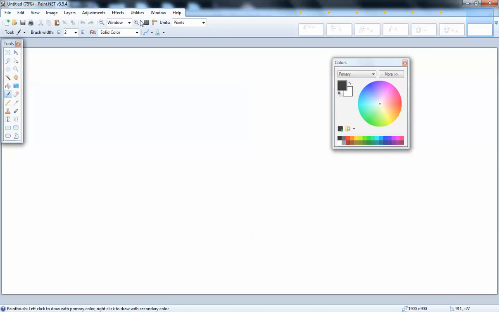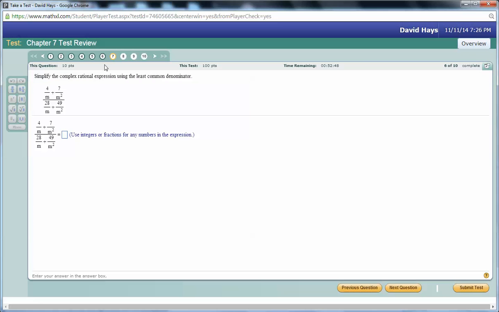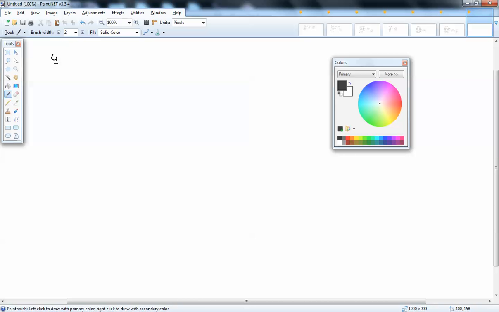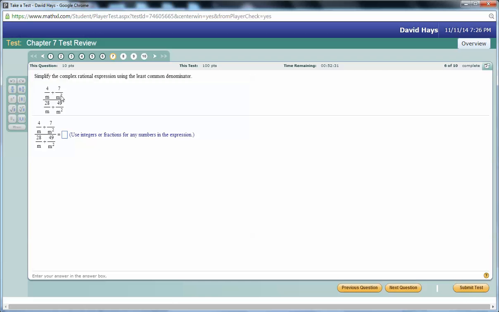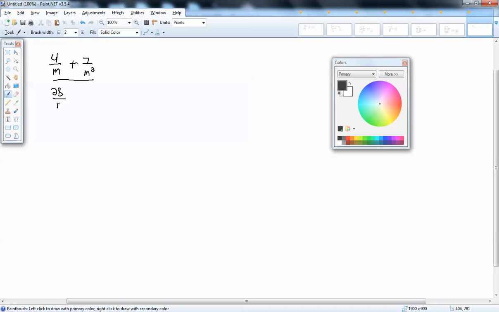Okay, so let's start a new page. Let's see, 4 over m plus 7 over m squared, all over 28 over m plus 49 over m squared. Now, always, when this is a complex fraction, complex fraction means you got a fraction inside of a fraction. Specifically, it's a complex rational expression.